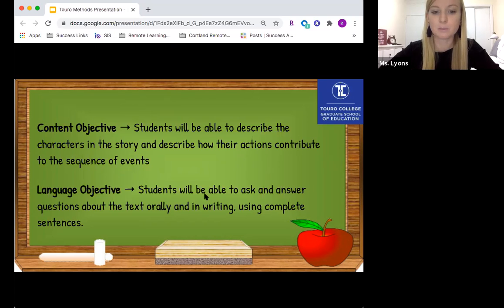As you can see, the language objective is also being done here, which was to ask and answer questions about the text orally and in writing. So students will be having practice using complete sentences, whether they are given that sentence starter or not. They had a lot of opportunity to respond orally and ask questions orally throughout the reading of the book.